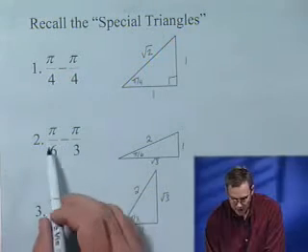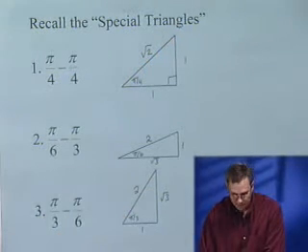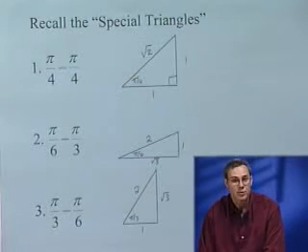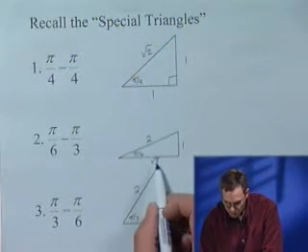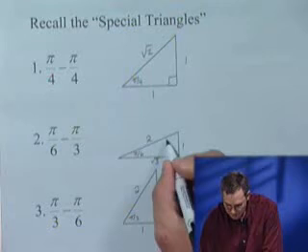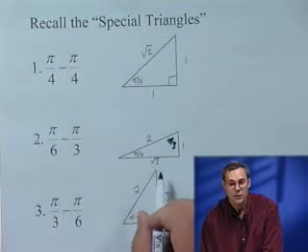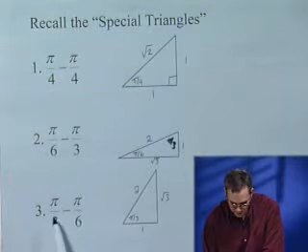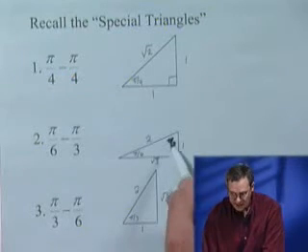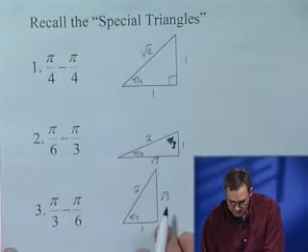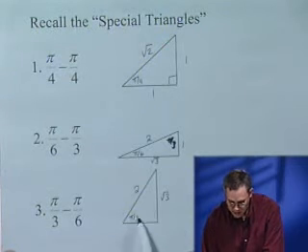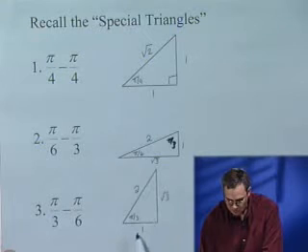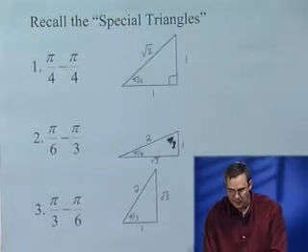I can talk about the pi over 6, pi over 3 right triangle. The special relationship here, remember, is the 1, 2, square root 3, where the square root 3 is always opposite the pi over 3. Okay? And similarly, the pi over 3, pi over 6 right triangle is just the exact same triangle, except I just have to remember that the square root of 3 goes opposite the pi over 3, the hypotenuse is always 2, and the 1 is always opposite the pi over 6.